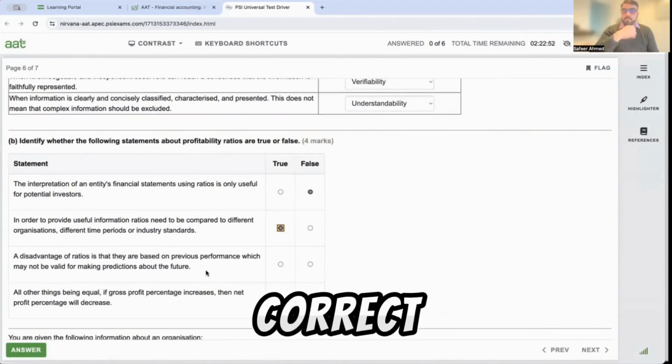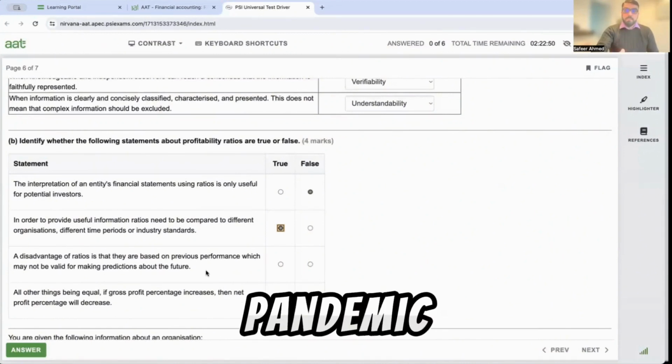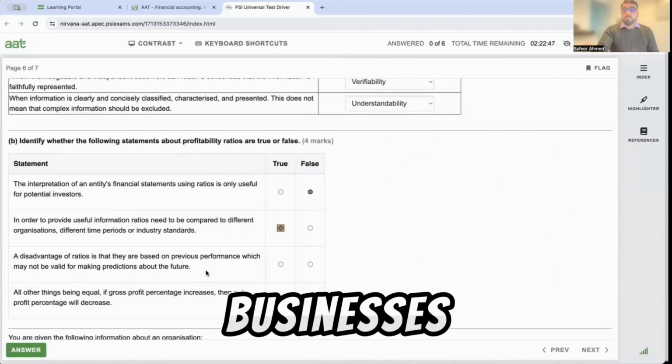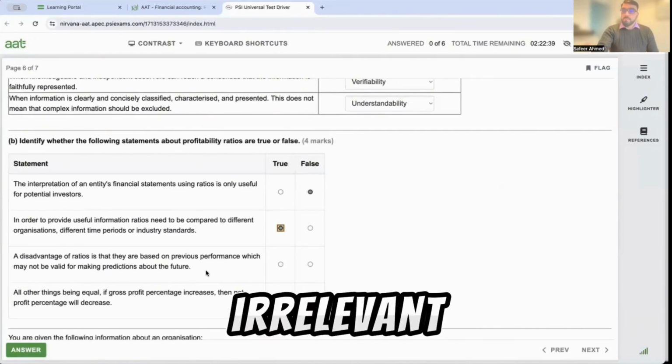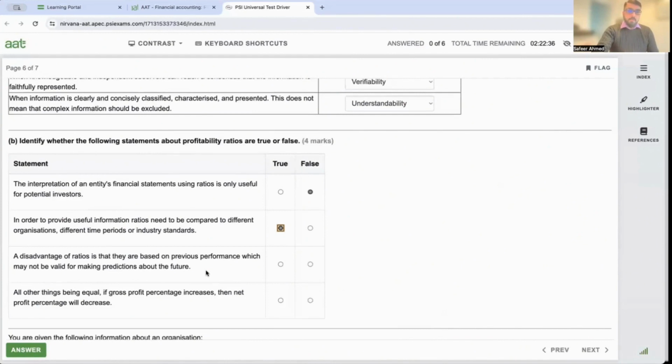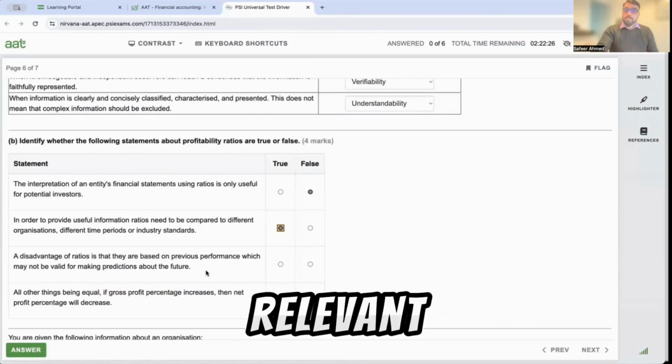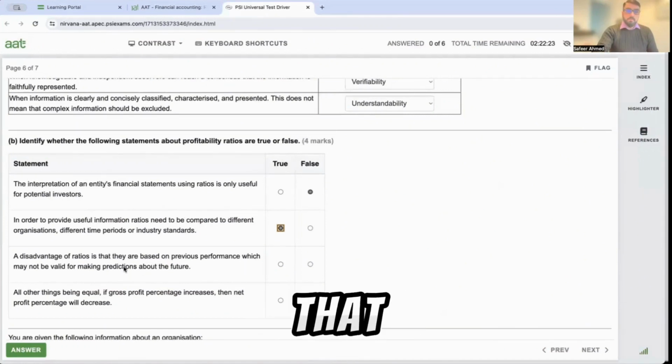That's correct. Think about the pandemic. During the pandemic, which businesses would have predicted that? It's very difficult to predict, isn't it? So therefore, one of the disadvantages is that it can be irrelevant in that sense, despite the fact that it is useful in the majority of cases. In some cases it might not be relevant anymore because it's based on past transactions, past data. It might not be relevant now.